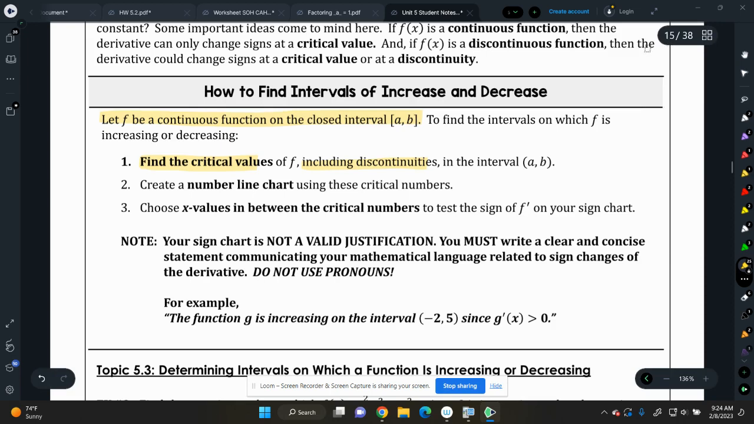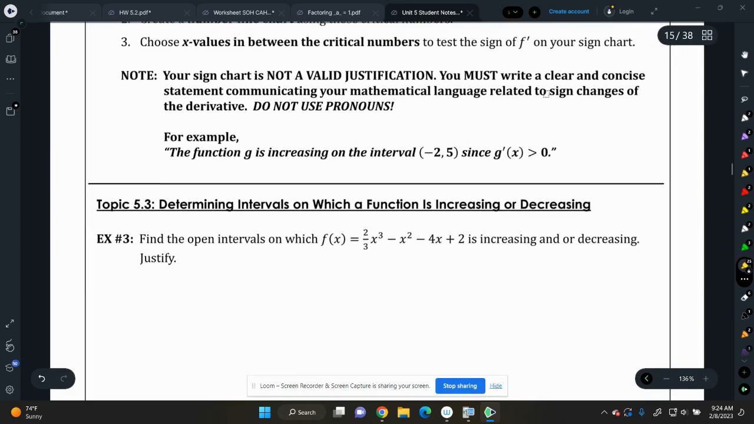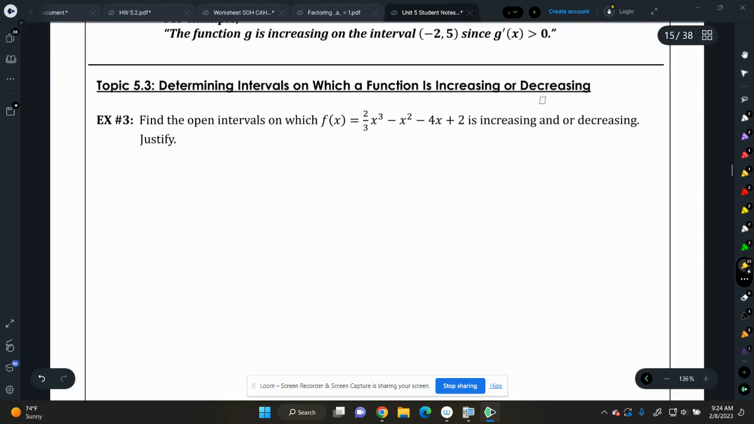Let's look at an example and pull this together. Let's look at example 3 here. Find the open intervals on which this function is increasing or decreasing, and then justify it. Usually these are in a non-calculator section, because we can easily plug that into our calculator and see where it's increasing and decreasing.